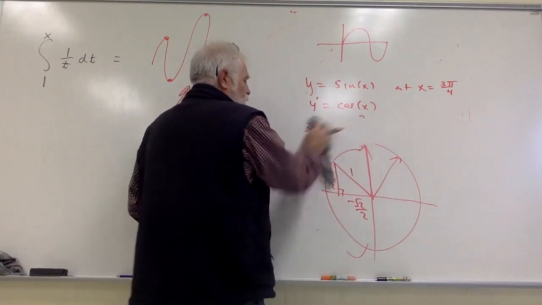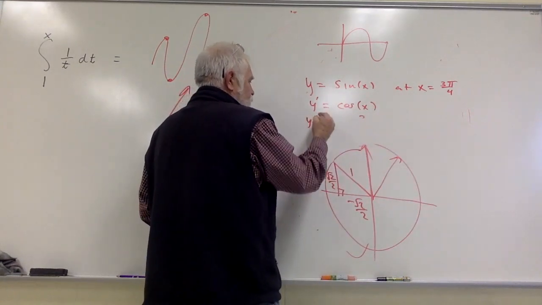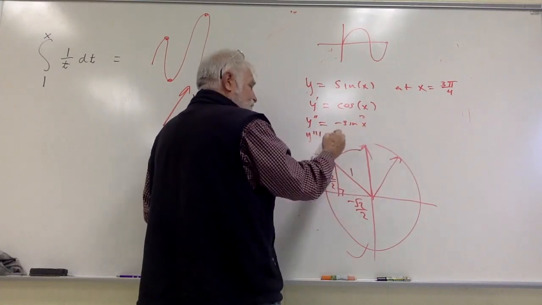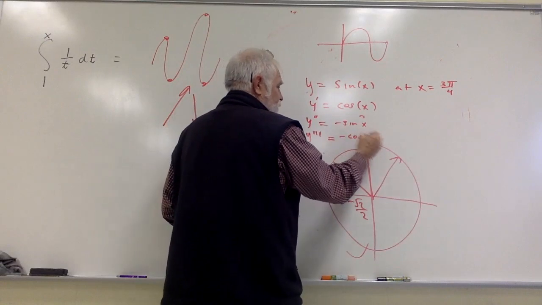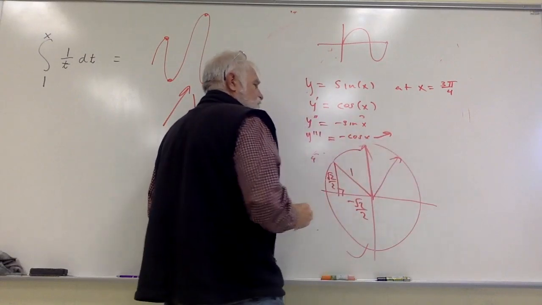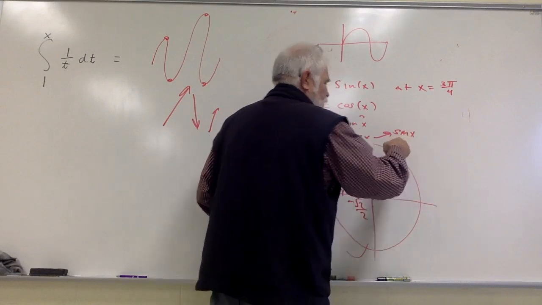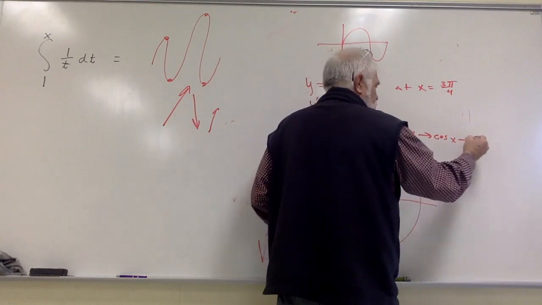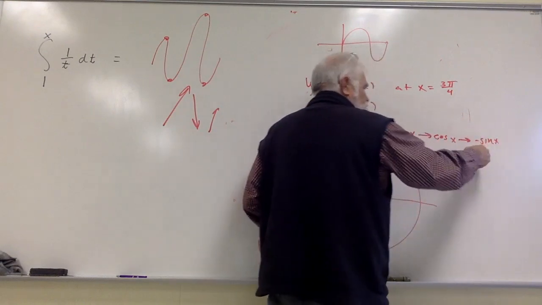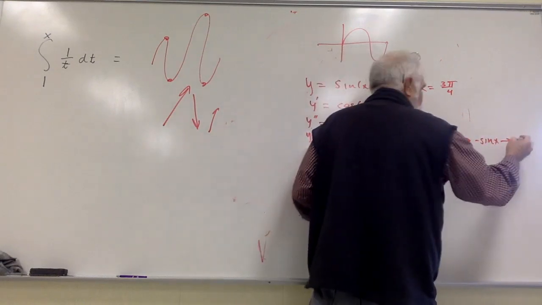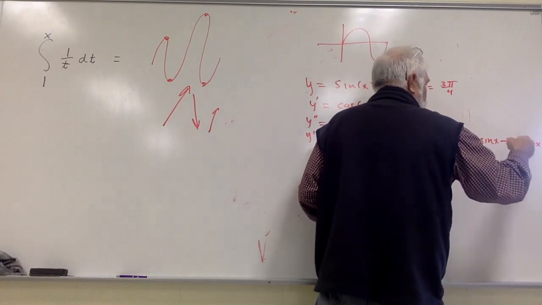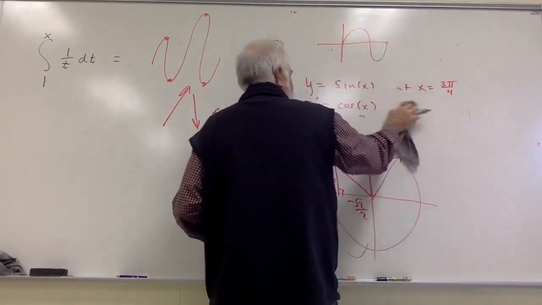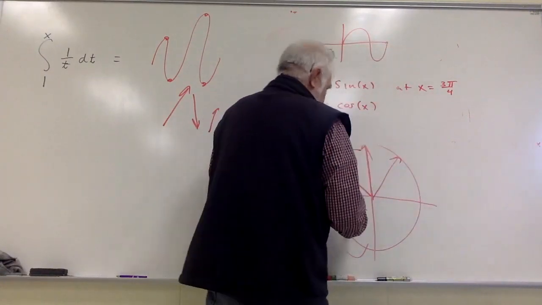Okay? What is the derivative of the cosine function? Negative sine function. What is the derivative of that? Minus cosine function. What's the derivative of minus cosine function? Positive sine function. What's the derivative of the sine function? Cosine function. What's the derivative of the cosine function? Minus sine function. What's the derivative of the minus sine function? Minus cosine function. What's the derivative? Hope I said all those right. There's a pattern.